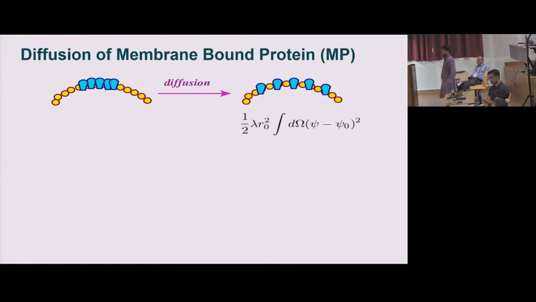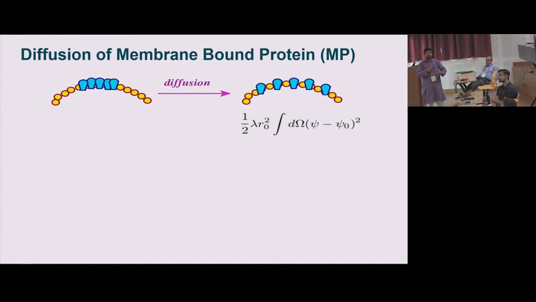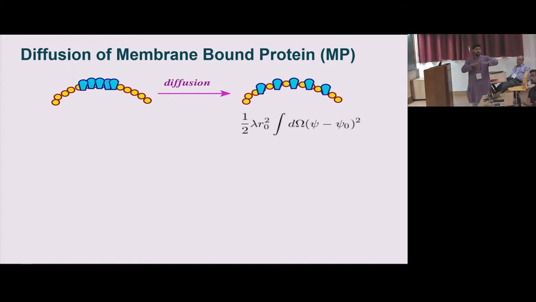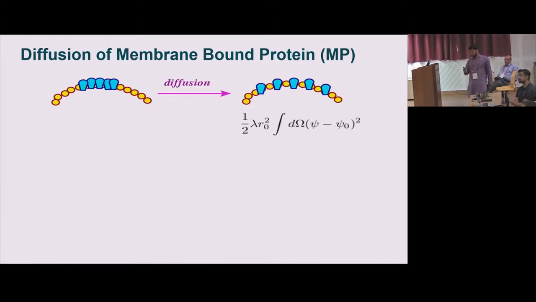Now, if we start with an aggregate of protein, the energetics will be that they will diffuse to come to a uniform density configuration, and if the uniform density is psi 0, then this is the contribution we have to write.